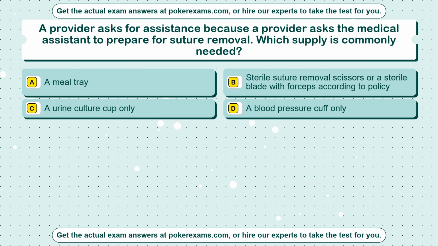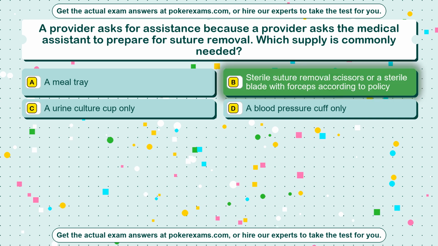Question 92. A provider asks for assistance because a provider asks the medical assistant to prepare for suture removal. Which supply is commonly needed? Option A, a meal tray. Option B, sterile suture removal scissors or a sterile blade with forceps according to policy. Option C, a urine culture cup only. Option D, a blood pressure cuff only.